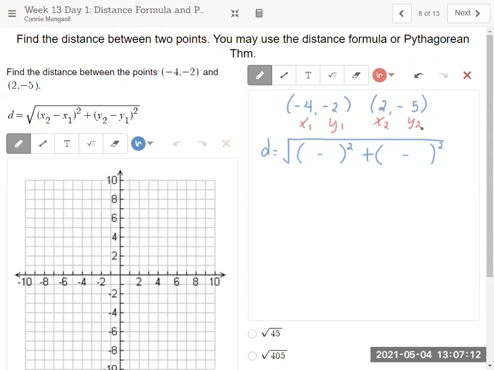x2 is positive 2. All right? x1 is -4. So you include that negative. All right? Now, the second parenthesis is your y. y2 is -5. y1 is -2. I see some of you missing the signs. All right? Any question here? So make sure that you have the signs correct.